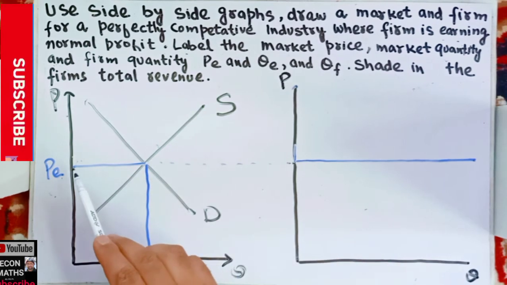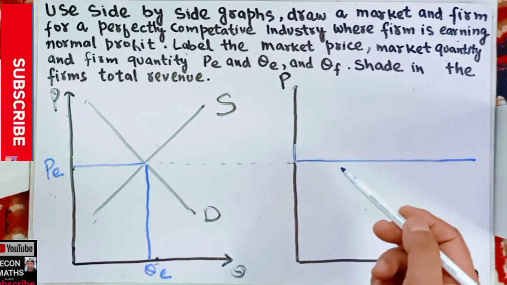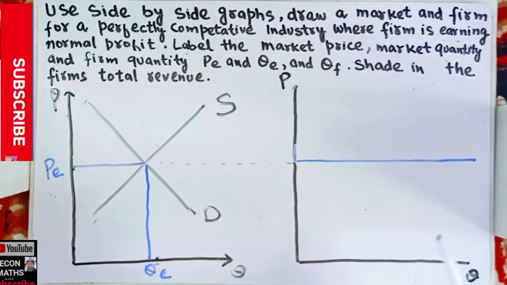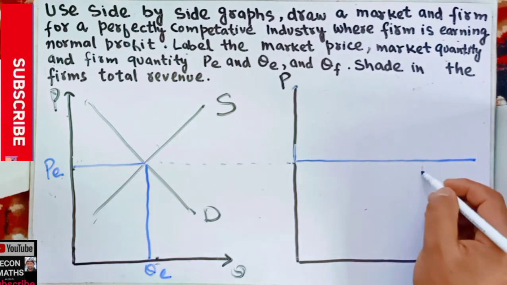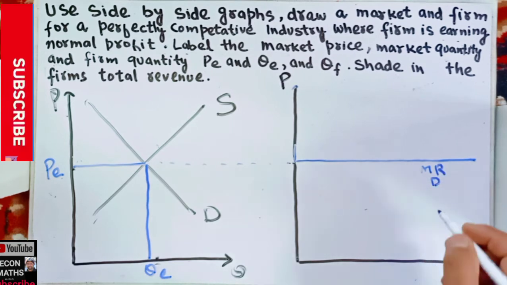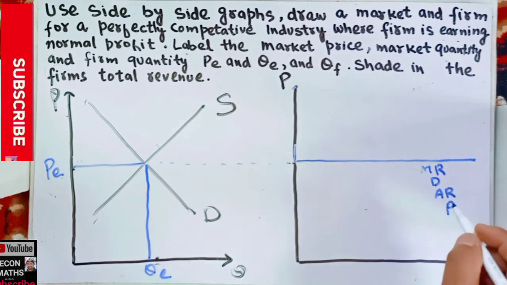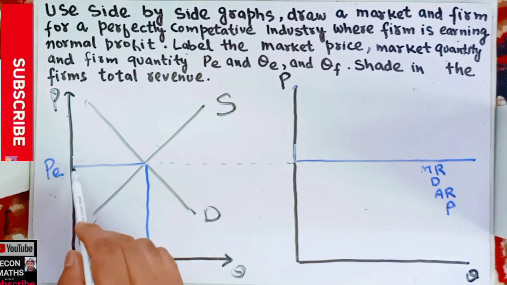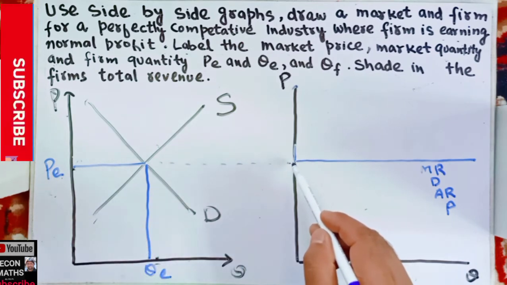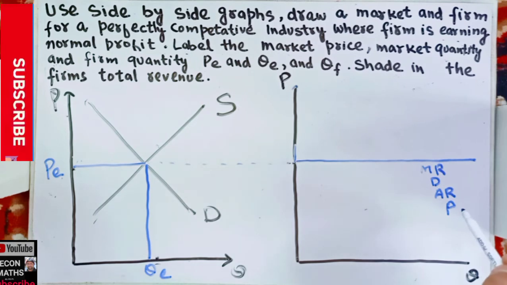Why? Because in perfect competition, we know that price is equal to average revenue, and average revenue is equal to marginal revenue, which is equal to the demand. So this curve will also be called the marginal revenue curve, or we can say this is also the demand curve, this is also average revenue, and this is also price. So we take this equilibrium price and link it to the firm's graph here and draw this straight line. This line represents marginal revenue, demand, average revenue and price here.